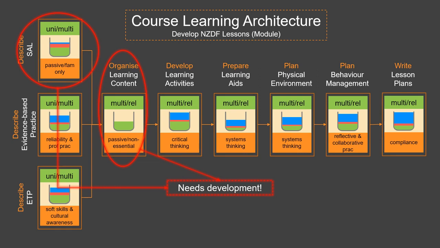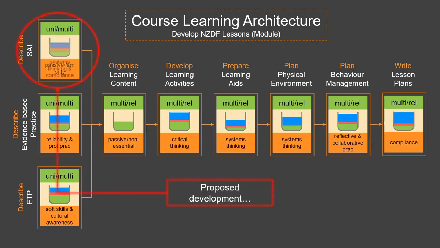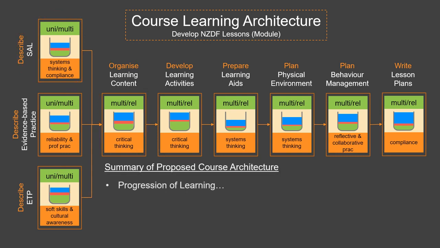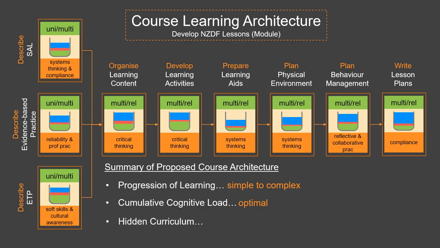So in order to develop these lessons, we first have to conceptualize the optimal structure for these lessons. Now we have a course learning architecture that progresses from simple to complex, where the cumulative cognitive load is optimal for cognitive development, and where the hidden curriculum develops and reinforces desired attitudes.